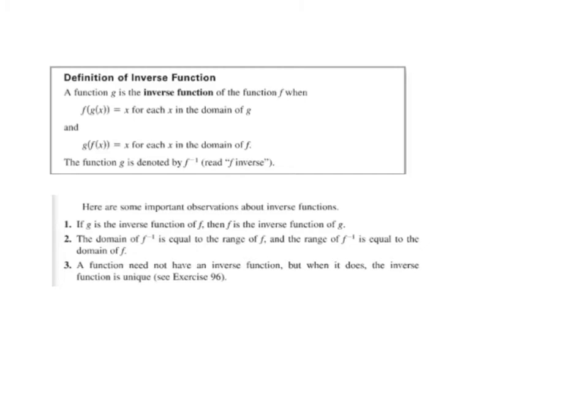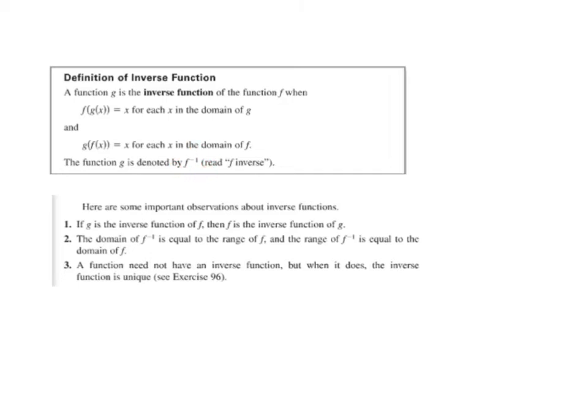I got these directly from the chapter, and this talks about the definition of an inverse function. What it says here, and I'm going to talk about this more, is this composition function. They're saying that the function g is the inverse function of f. So if you take the composite function f of g of x, it's going to be x for every x in the domain of g. And then g of f of x is also going to be x for every x in the domain of f. And function g is denoted here f to the negative 1.